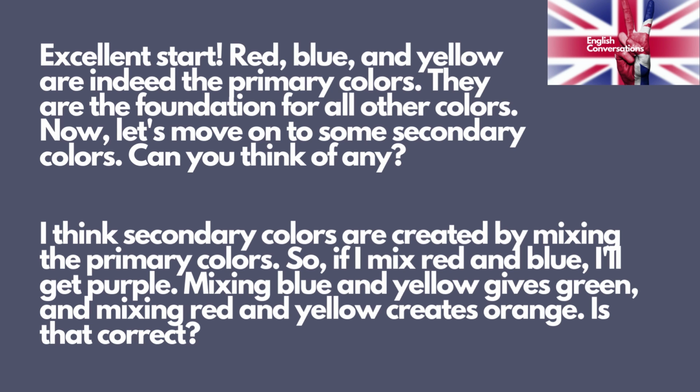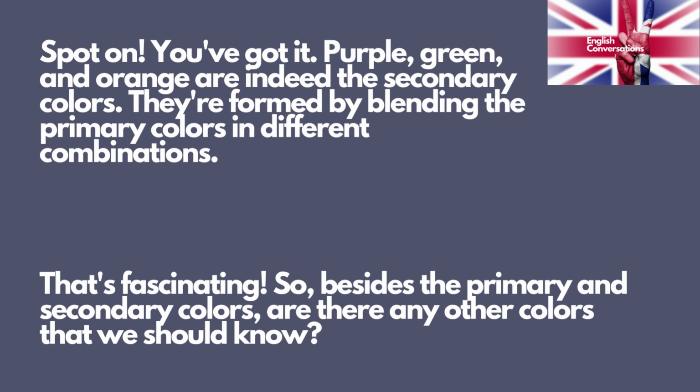I think secondary colors are created by mixing the primary colors. So, if I mix red and blue, I'll get purple. Mixing blue and yellow gives green, and mixing red and yellow creates orange. Is that correct? Spot on. You've got it. Purple, green, and orange are indeed the secondary colors. They're formed by blending the primary colors in different combinations.